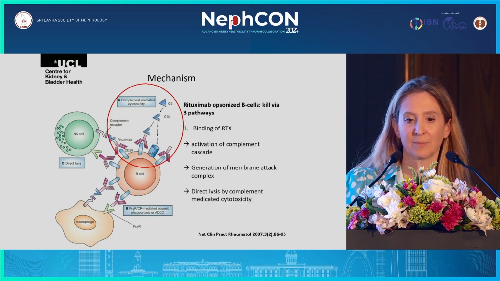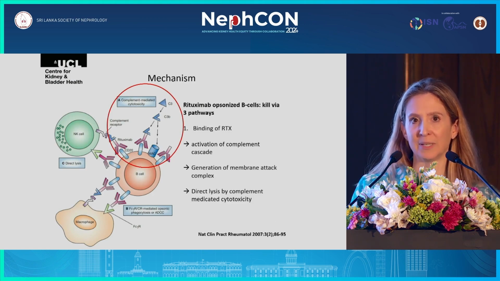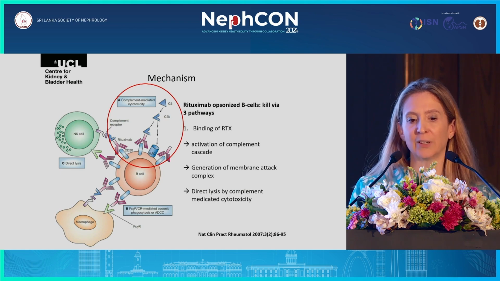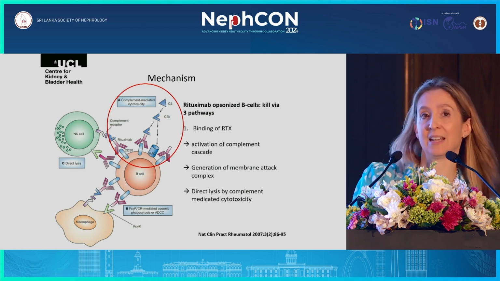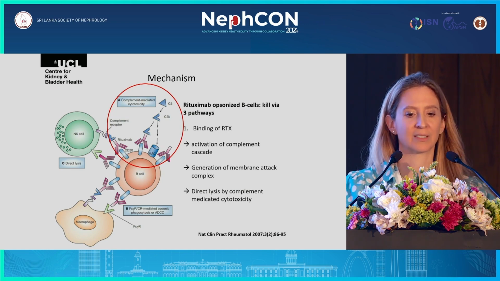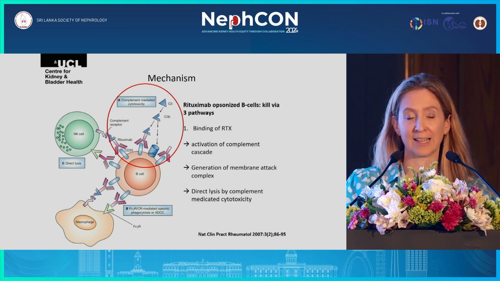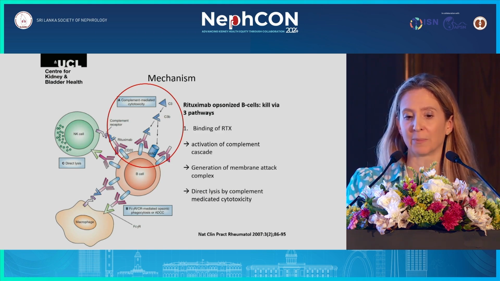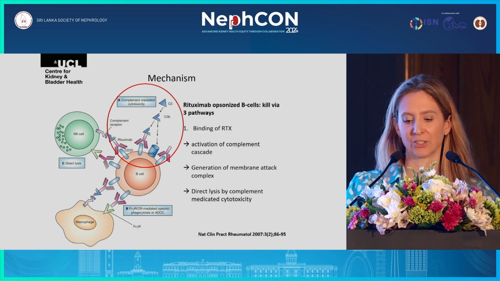Rituximab is able to kill B cells by three different pathways. First of all, as shown in this diagram, there's the binding of rituximab, which results in the activation of the complement cascade. There's a generation of the membrane attack complex and direct lysis by complement-mediated cytotoxicity.